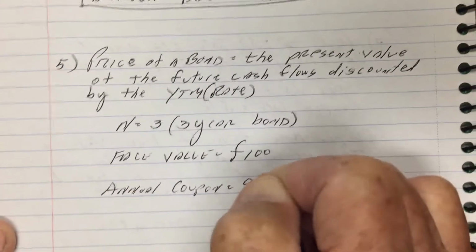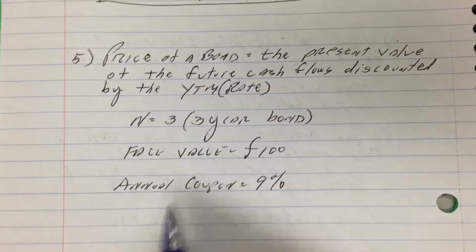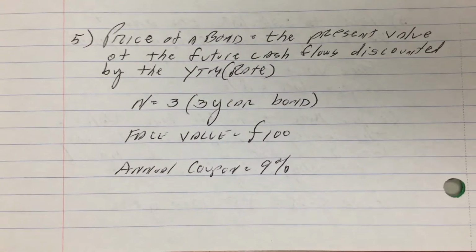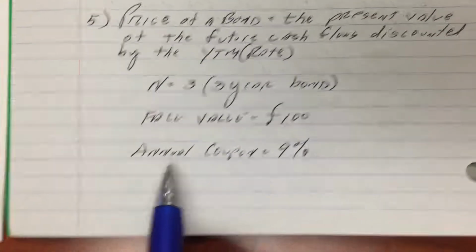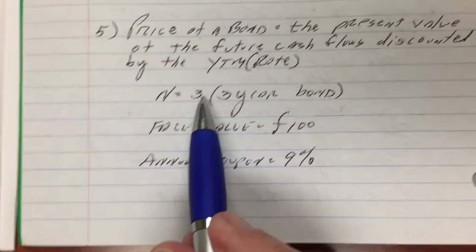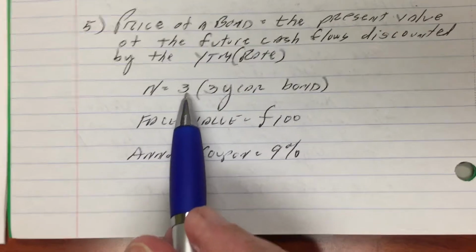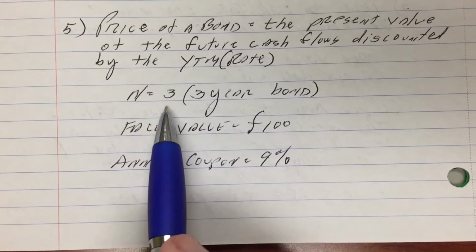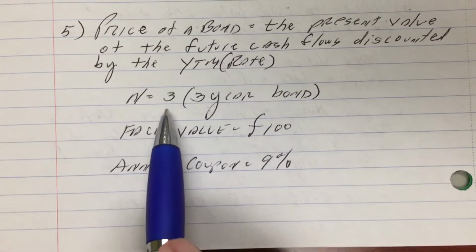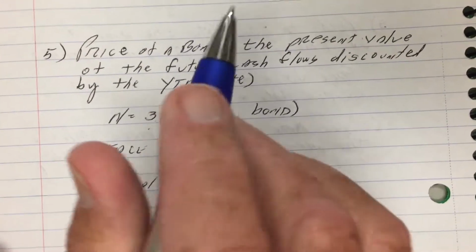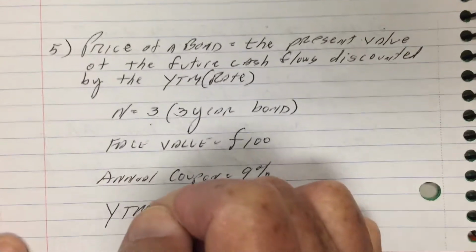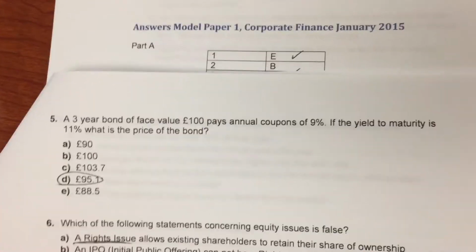Now, in this case, whether it's annual or semi-annual is very important. Because if it were semi-annual, you'd be using N as 6, because it would be 6 payments. But it says annual, so it's only 3 payments. Could you keep it at 3 and divide the rate by half? No, you wouldn't do that. It makes a big difference. And the YTM equals 11%.